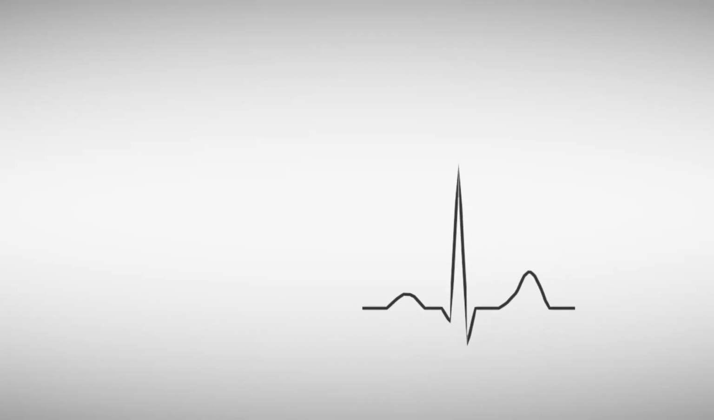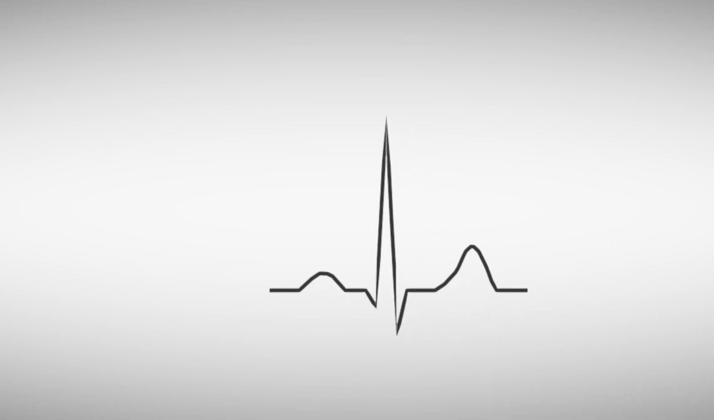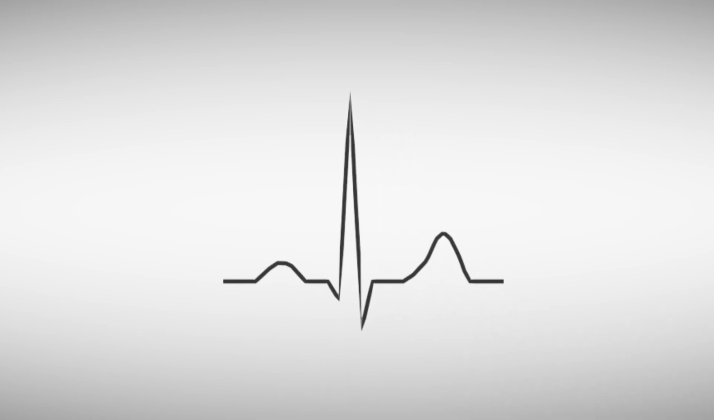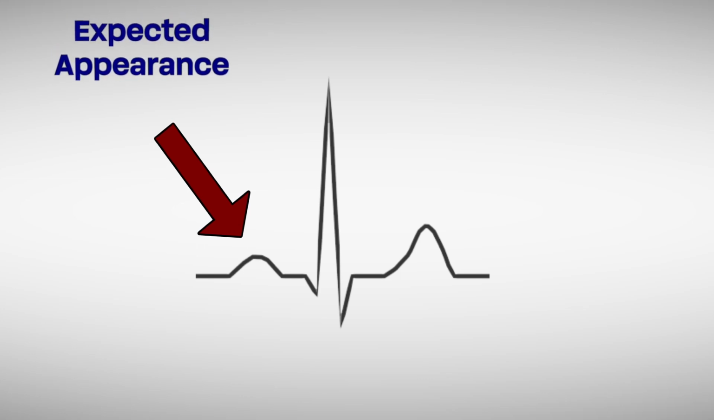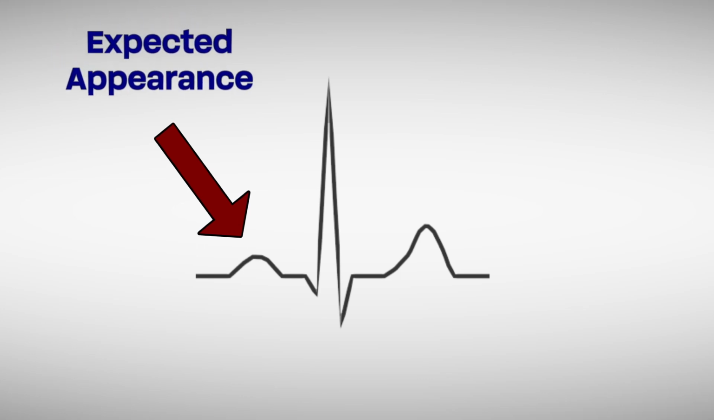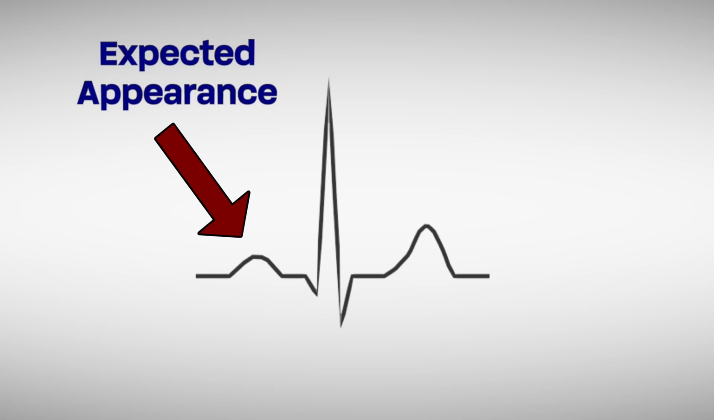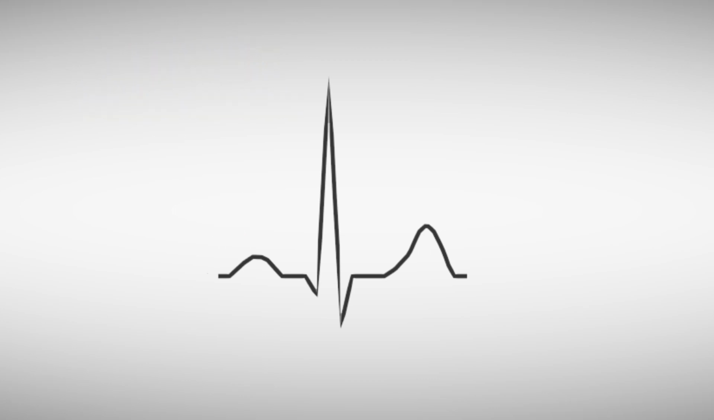I'm not going to define the exact parameters that make a P wave normal just yet, because those vary by lead, and we haven't defined our leads yet. But, in general, P waves originating from the SA node are upright, that is, positive, and rounded in most leads, and somewhere around a quarter, or sometimes significantly less, of the height of their accompanying QRS complex.